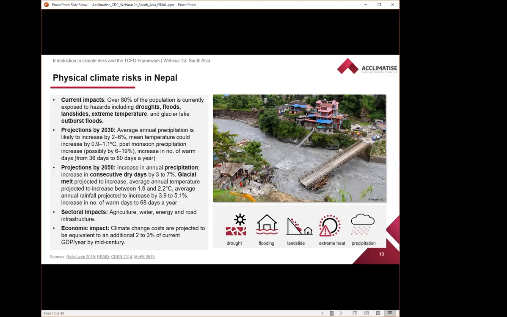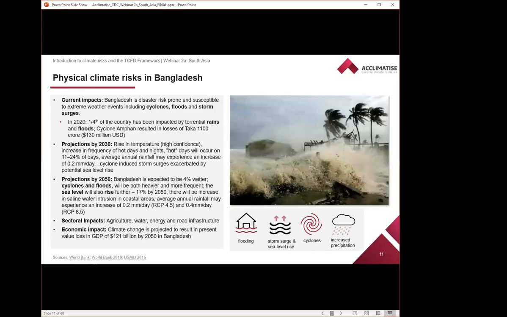So macroeconomically, climate change costs are projected to shave off anywhere between 2 to 3% of the current GDP annually by mid-century for Nepal. Next slide, please. Bangladesh is likely the most vulnerable of the three countries we are talking about, and not just because of the hazards, but the socioeconomic conditions as well. Bangladesh is already familiar with some of the most devastating impacts of floods and storm surges. A quarter of the country is currently inundated because of the monsoon rains I just spoke about over the last 2 months. Cyclone Amphan, which came through the Bay of Bengal and also hit Bangladesh, has resulted in estimated losses of between 100 and 130 million USD for the country.